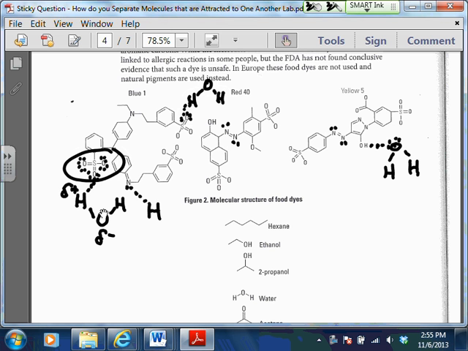You could do it for the ethanol or 2-propanol. You could even do it for the acetone, but I think the water is going to be the easiest one to make the drawing for, because then you can show the hydrogen bonds that are forming between all these different parts. Okay?